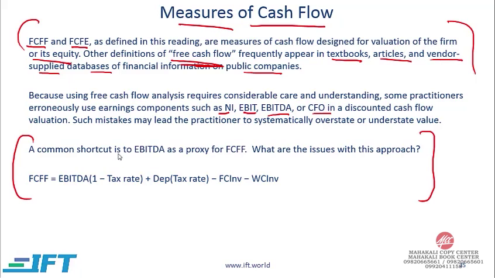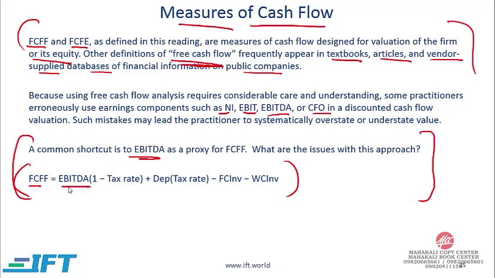One of the most commonly used proxies or shortcuts for free cash flow is EBITDA. And perhaps the reason for this is that you can quickly look at an income statement of a company and extract EBITDA. You don't need to do all these complicated calculations related to working capital investment, fixed capital investment, net borrowing, and so on. So an exam question might involve figuring out what the limitations of EBITDA are as a proxy of free cash flow. And the quick way of coming up with the issues is by simply looking at this formula. This formula shows the relationship between FCFF and EBITDA.